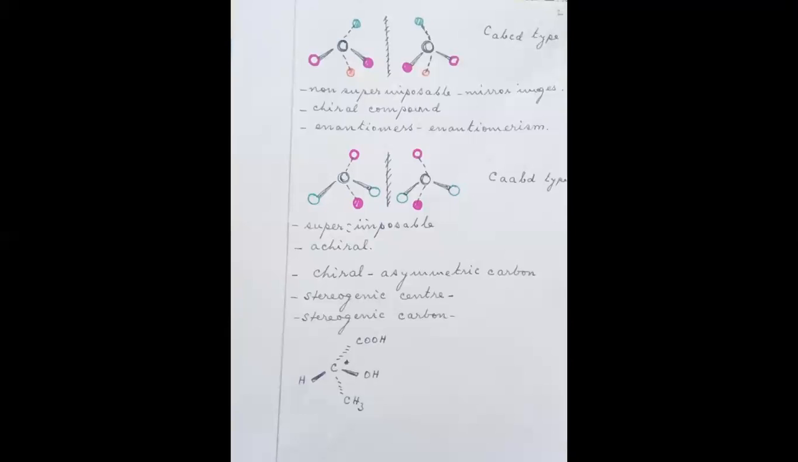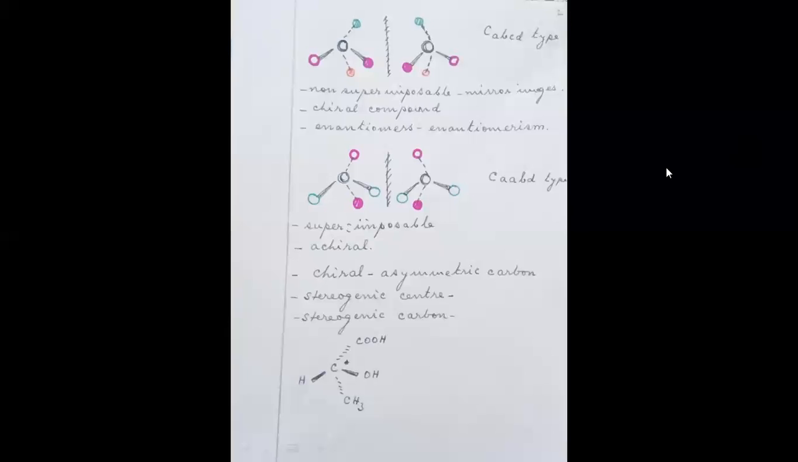So the optical isomers which cannot be superimposed on each other and which have a mirror image relationship between them are called enantiomers, and the phenomenon is called enantiomerism. But if you take another compound, which is of the type CAABD, which means that two groups are the same, look at this picture.